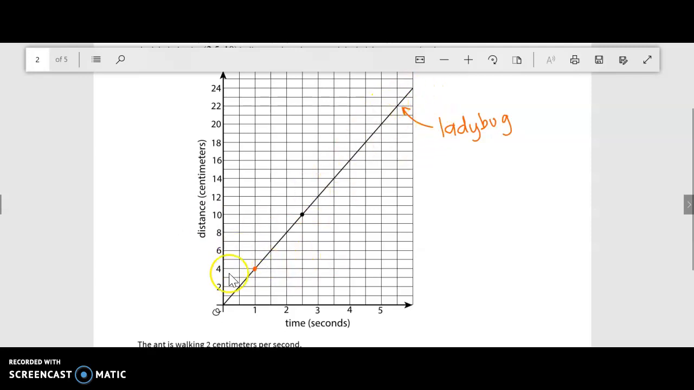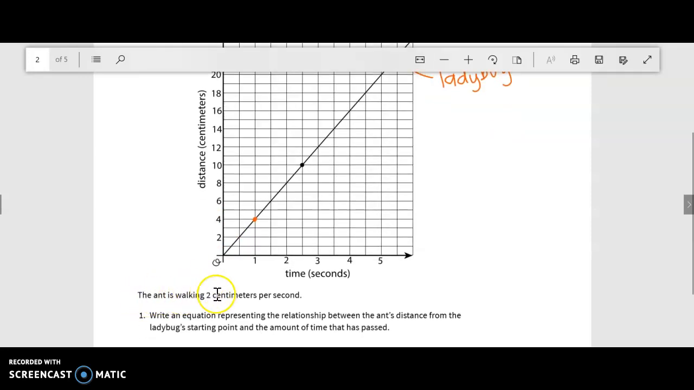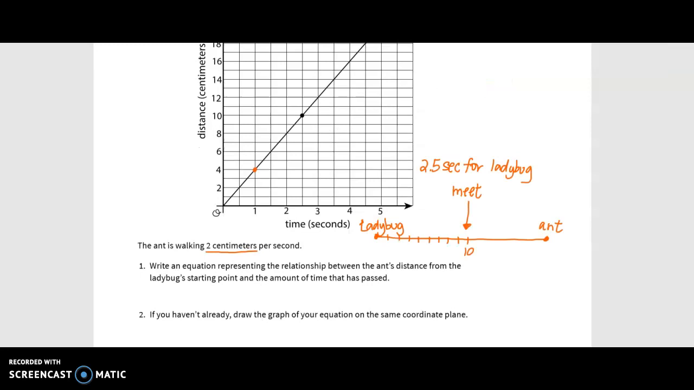This line right here is showing the ladybug's speed. So for 1 second, the ladybug is 4 centimeters away. So that will be the speed for the ladybug. And the ant, they just told us, is 2 centimeters per second. Alright, before I write an equation, I want to make sense of it. So I just drew a line right here. I have the ladybug, I have the ant. I know that after 10 centimeters, which is right here, is where they meet with each other.